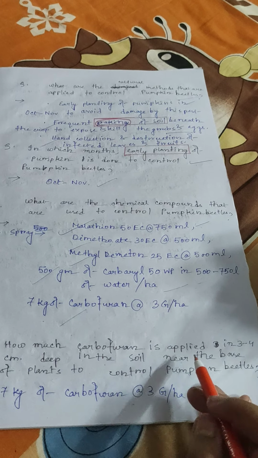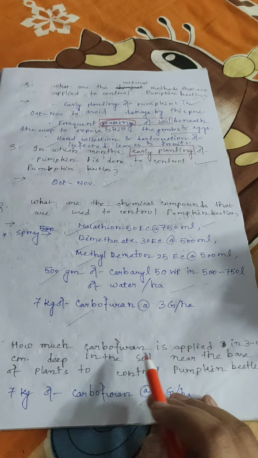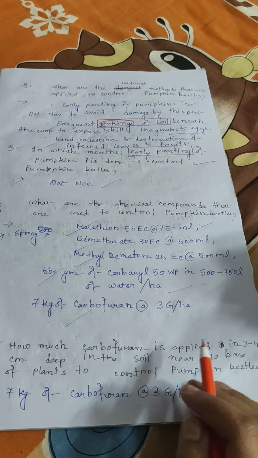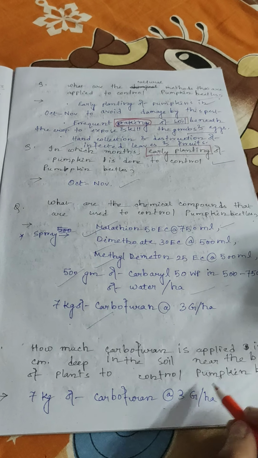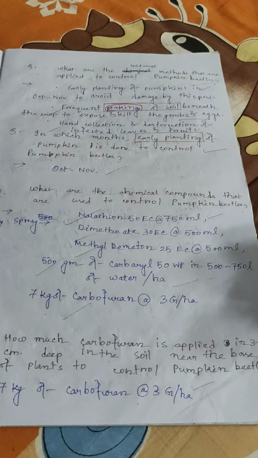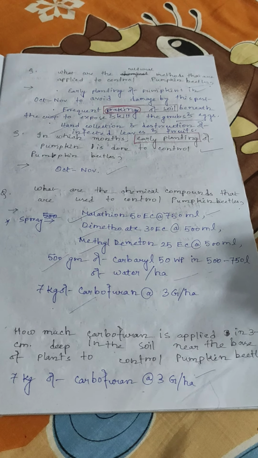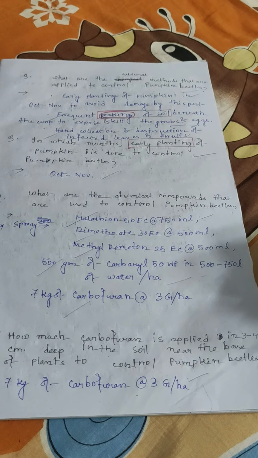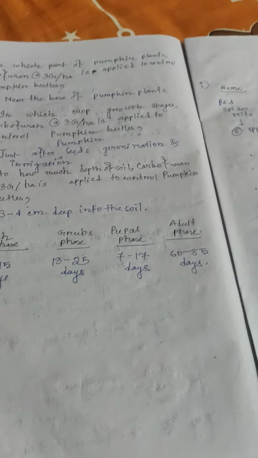How much carbofuran is applied 3 to 4 cm deep in the soil near the base of plants to control the pumpkin beetles? 7 kg of carbofuran 3 G per hectare is applied 3 to 4 cm deep in the soil near the base of plants to control the pumpkin beetles of cucurbits.